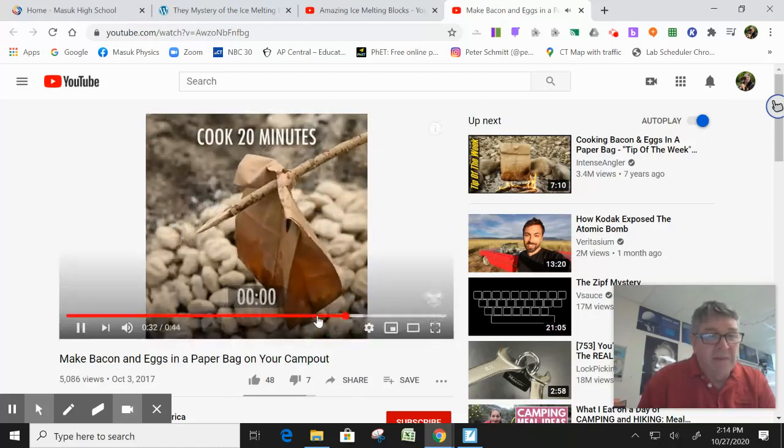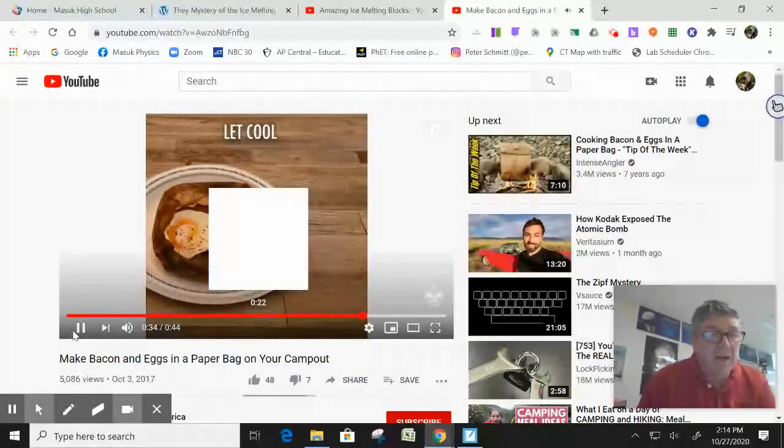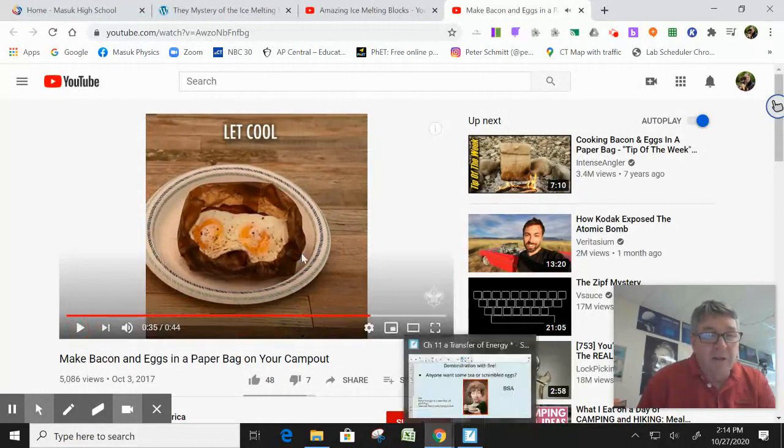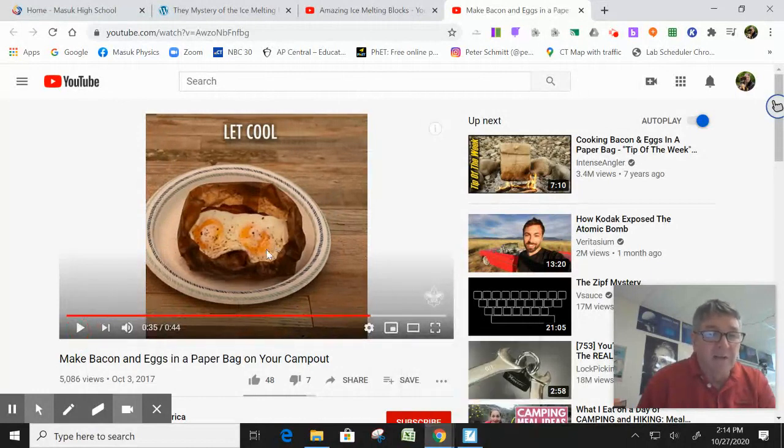So what happens is that the energy travels up into the bag, and all the heat goes into cooking the eggs. The paper acts as a conductor, and the eggs absorb the energy. So the heat that's trying to burn the paper is actually going in to cook the eggs. So as long as the eggs aren't cooked or vaporized away, the paper bag will not catch on fire.